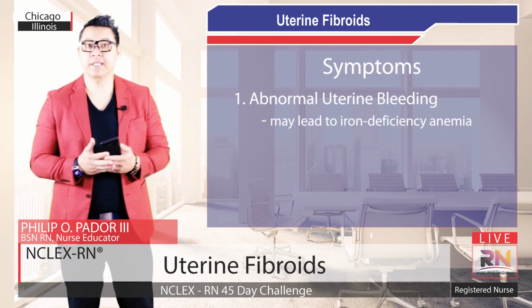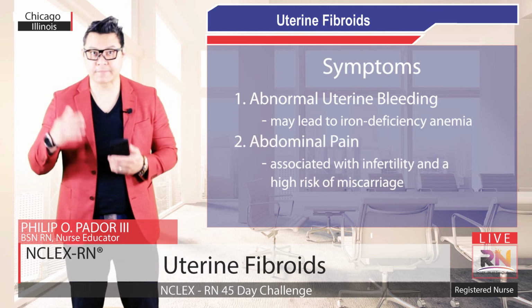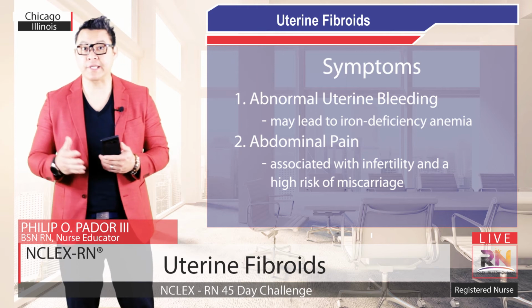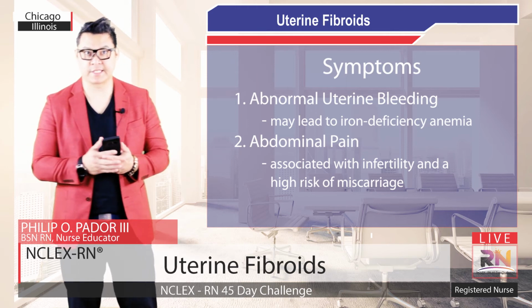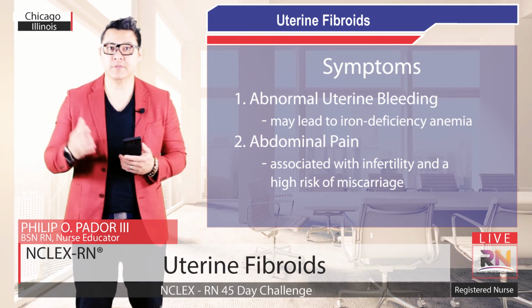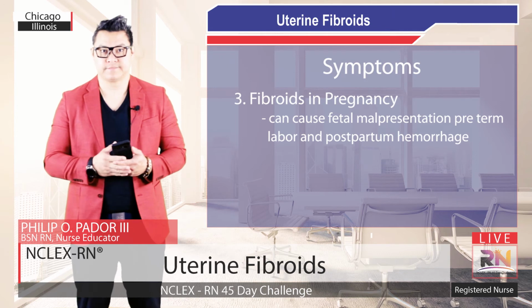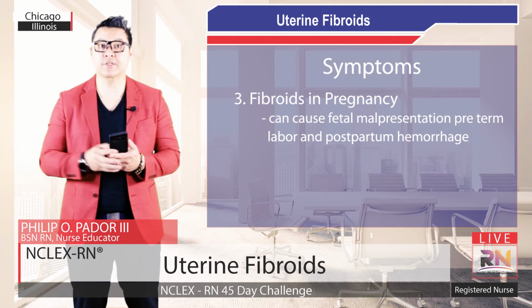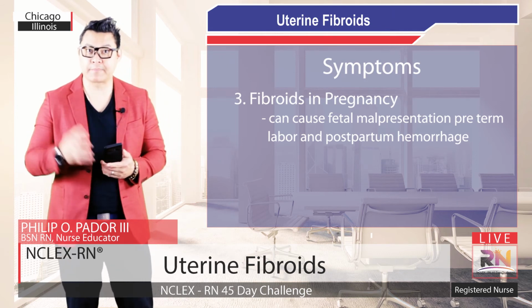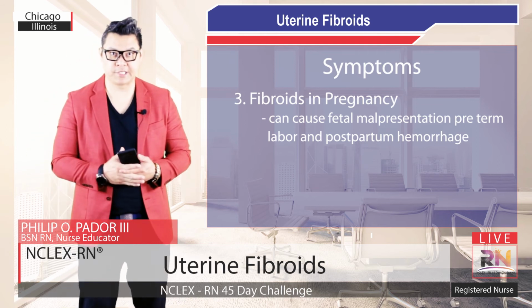Over time, this can lead to iron deficiency anemia. Fibroids can also cause abdominal pain because the fibroids put pressure on the pelvic organs. Submucosal and intramural fibroids, in particular, are also associated with infertility and a high risk of miscarriage. In pregnancy, fibroids can also cause issues such as fetal malpresentation, preterm labor, and postpartum hemorrhage.